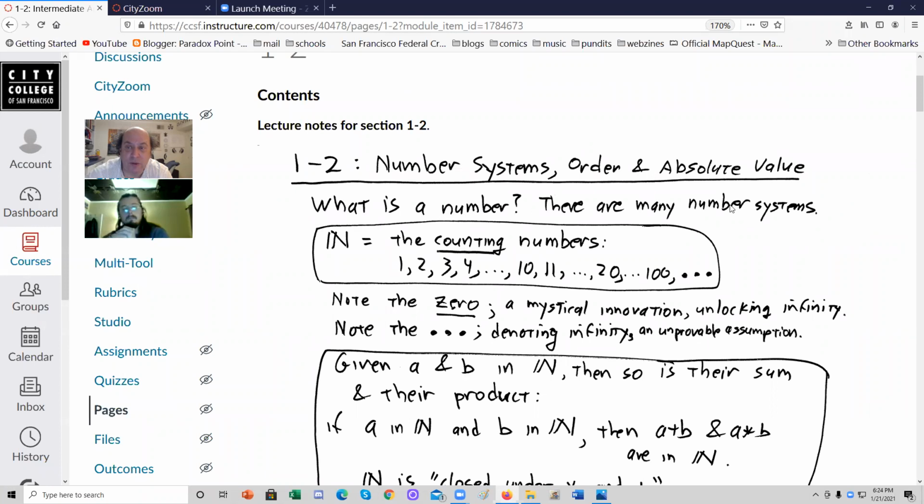Sort of the earliest one is called the counting numbers. It's just all the whole numbers at least equal to 1: 1, 2, 3, 4, 5, 6, 7, 8, 9, 10, 11, 12, up to 20, up to 100, onwards forever. Now this dot, dot, dot denotes infinity, which is an unproven and perhaps unprovable assumption. So there's a little bit of mysticism here, I gotta admit.